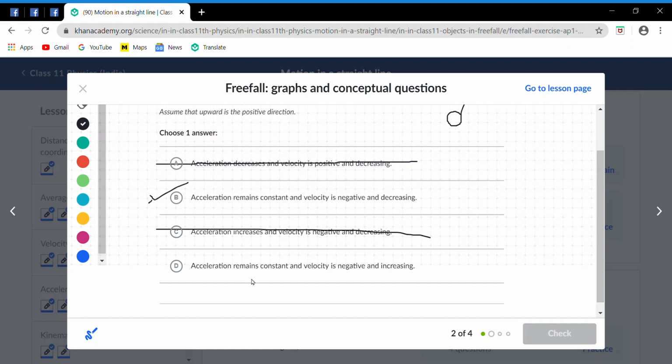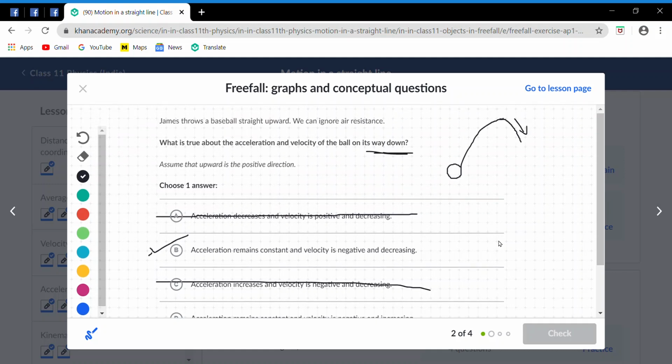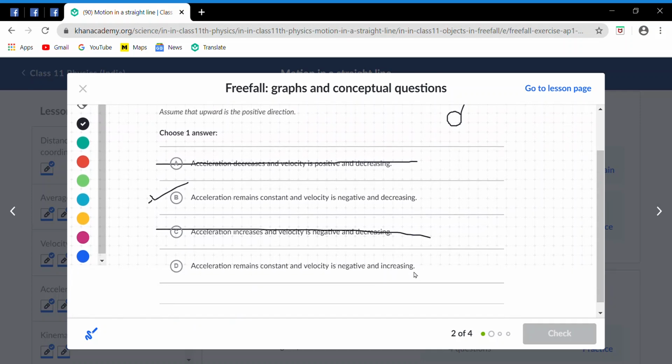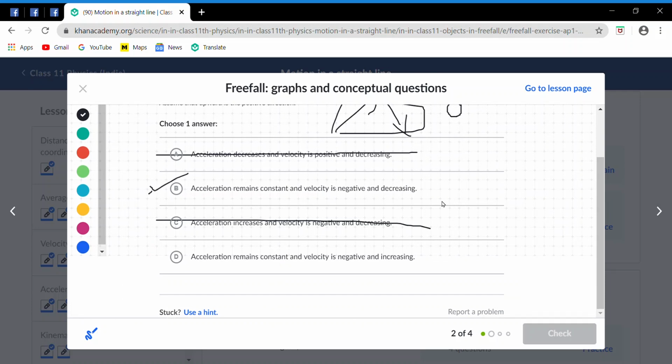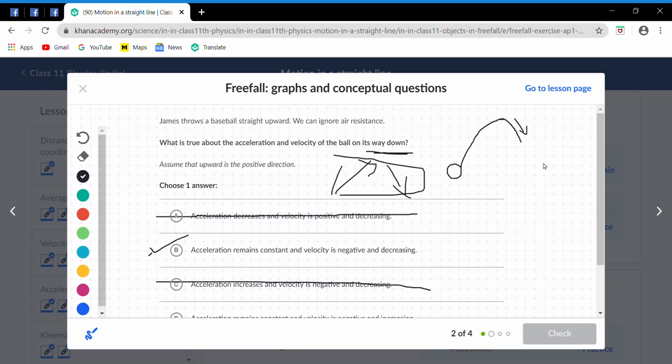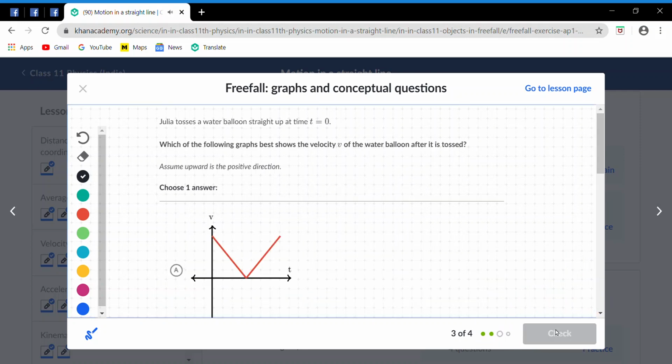And let's see D. Acceleration remains constant and velocity is negative and increasing. Increasing is not an option in this because increasing only applies to when it's going upwards and downwards is negative. So this is a convention when you are solving these types of problems. So it's not increasing, it's decreasing because of the gravity, so our only option is B. So let's check. Correct.